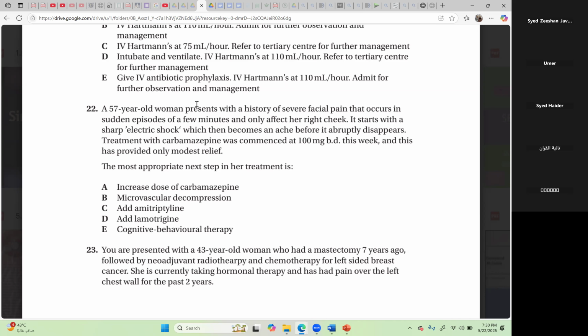So first of all, you can say that this is a neuropathic pain, and most probably it is trigeminal neuralgia. If it is involving only one side and any specific dermatome, can it be something else?